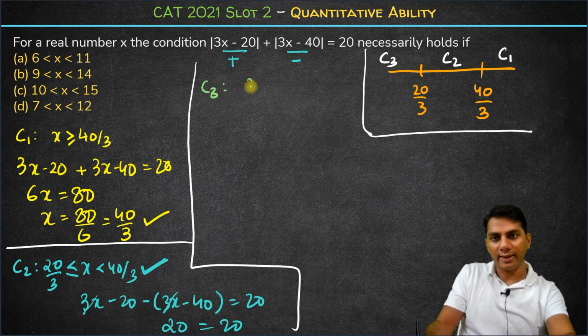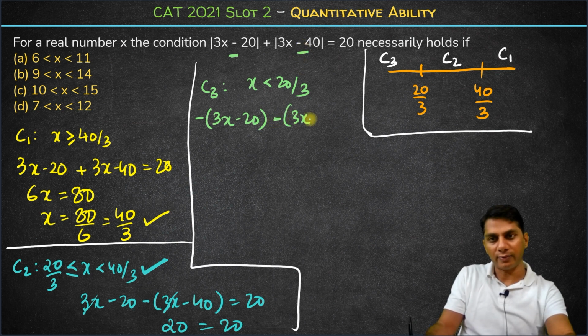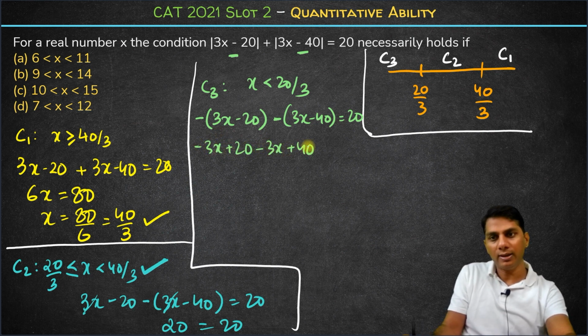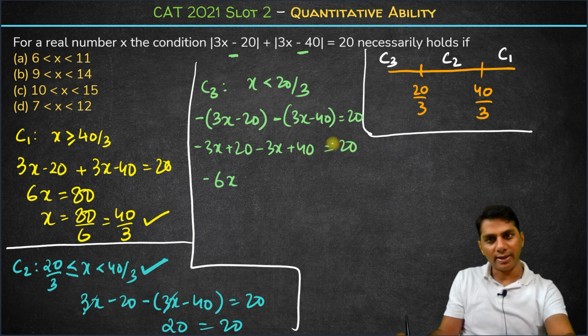Case 3 is when x is less than 20 by 3. Now if x is less than 20 by 3, this is negative and this is also negative. So if both of them are negative, we'll remove the mod sign and put a negative sign. So this becomes minus of 3x minus 20 and this becomes minus of 3x minus 40 is equal to 20. So minus 3x plus 20 minus 3x plus 40 is equal to 20. Minus 3x minus 3x is minus 6x. 20 plus 40 is 60. 60 goes on the right side, becomes minus 40.